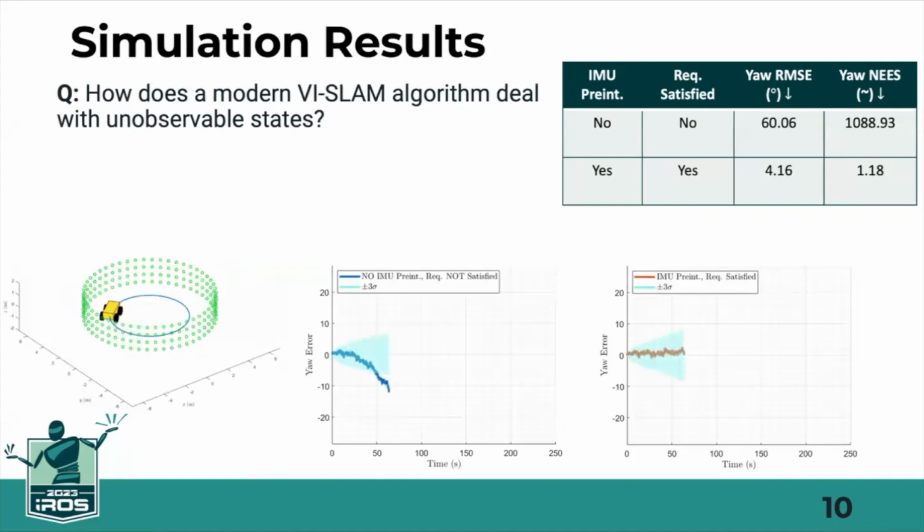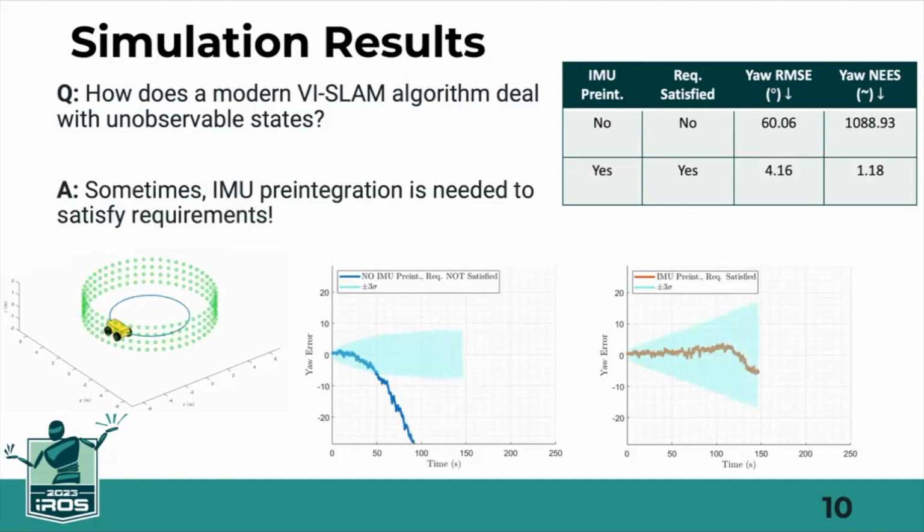We first use a simulated environment to remove all real-world inconsistencies to study this question. Using our two requirements, we show that using IMU pre-integration in orange is actually needed in order to maintain consistency in certain VI-SLAM setups where direct IMU integration in blue fails. In these experiments, the NIS, a measure of consistency, should be approximately 1 for a consistent estimate.